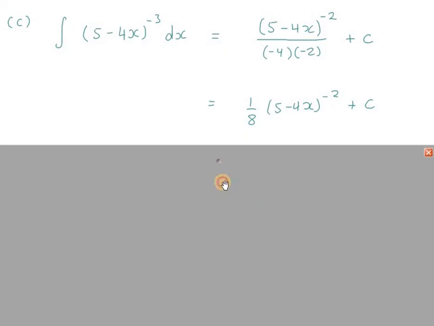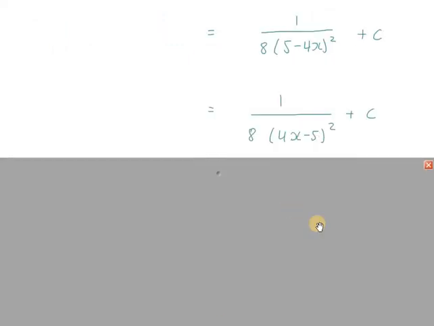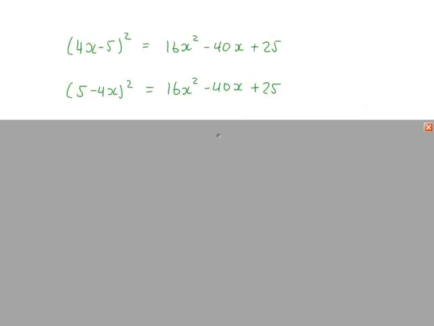It might be more useful, depending on the problem, to rewrite your final answer like this, or like this, and you'll notice the factor here is not the same, but if we expand 4x minus 5 squared or 5 minus 4x squared, they give the exact same result, so these are the same.